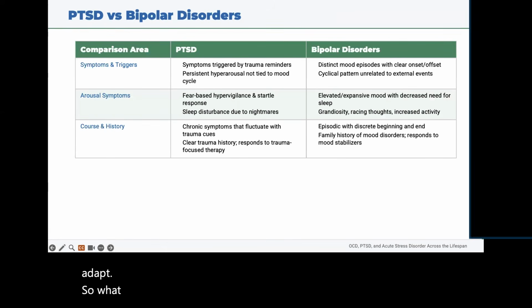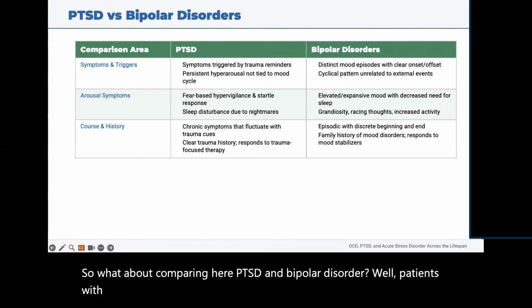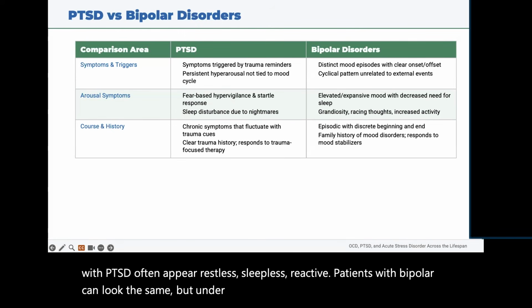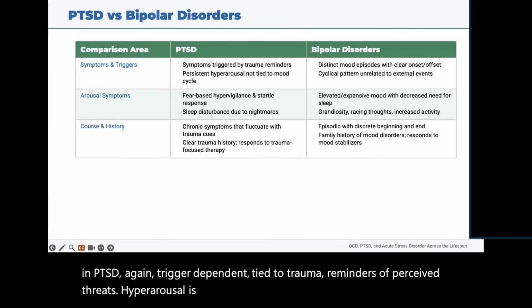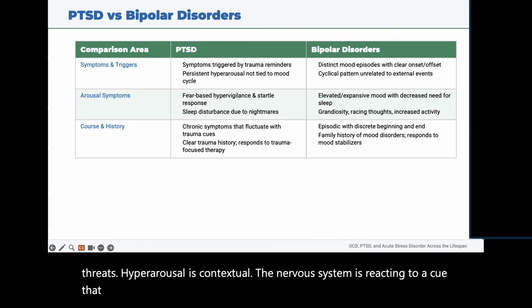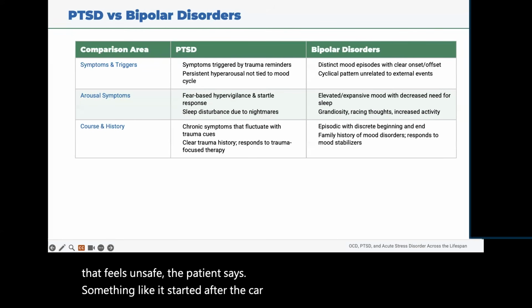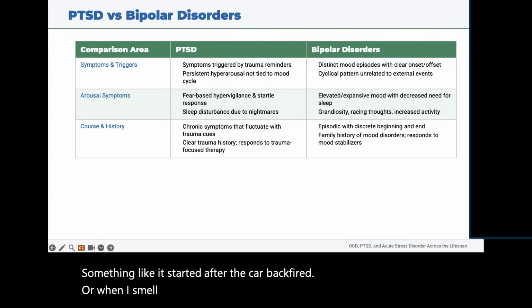So what about comparing here PTSD and bipolar disorder? Well, patients with PTSD often appear restless, sleepless, reactive. Patients with bipolar can look the same. But under the surface, the driver is entirely different. So in PTSD, again, trigger dependent, tied to trauma, reminders of perceived threats. Hyperarousal is contextual. The nervous system is reacting to a cue that feels unsafe. The patient says something like, it started after the car backfired. Or when I smell diesel, I can't sleep.